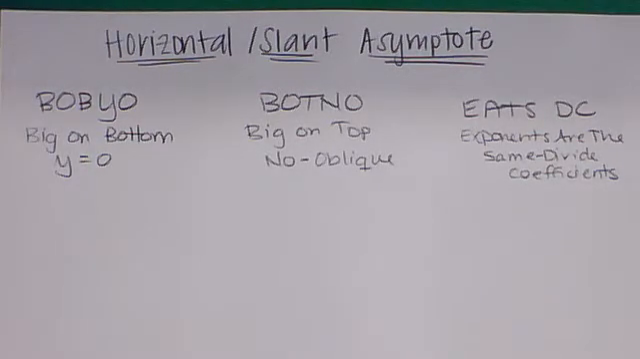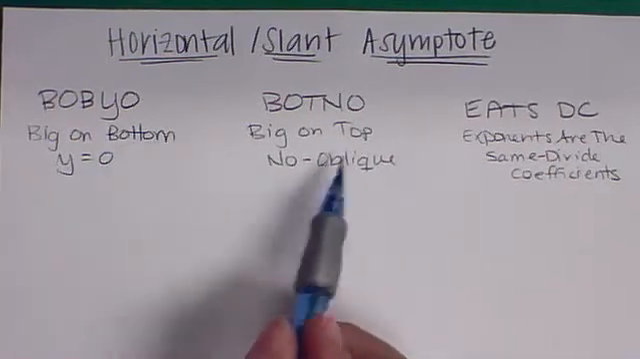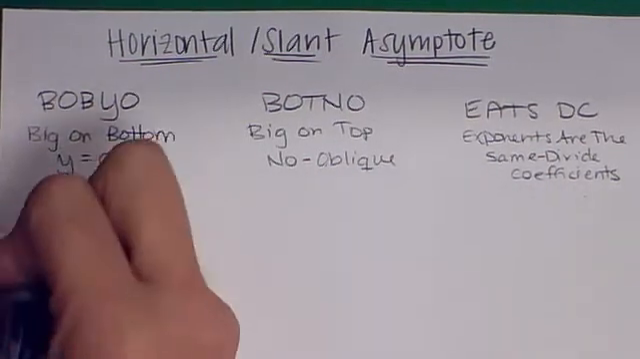When I say big or small, big on top or big on bottom or exponents are the same, each time I'm looking at the highest exponent or the degree of the top and the highest exponent of the bottom. When I compare those two exponents, either the bigger is on the bottom or the top, or they're exactly the same. Let's look at some examples.